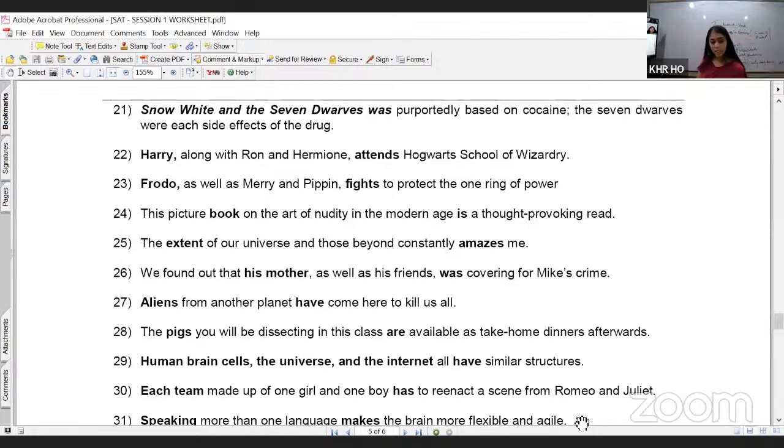Are you through with these answers so I can display the worksheet? Yeah. Question 23 here said Frodo as well as Merry and Pippin fight to protect the One Ring of Power. So they fought to protect it. If you want to write fought, there must be something which has happened in the past. There's nothing in the past over here, so you can't change the tense. I would agree with you on a singular plural thing, but no, you cannot change the tense.